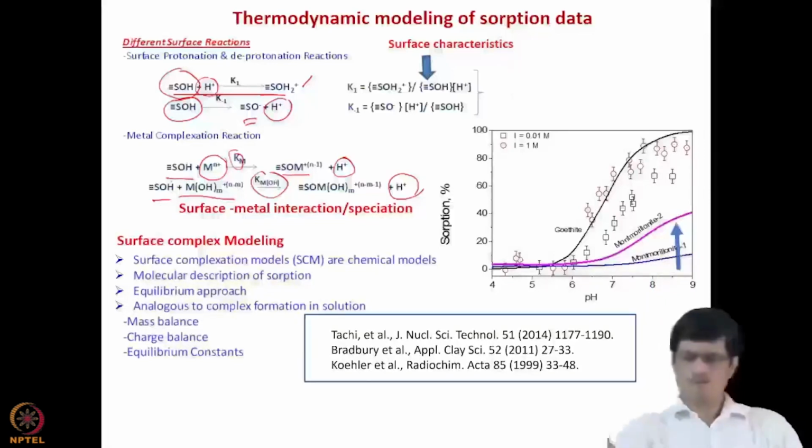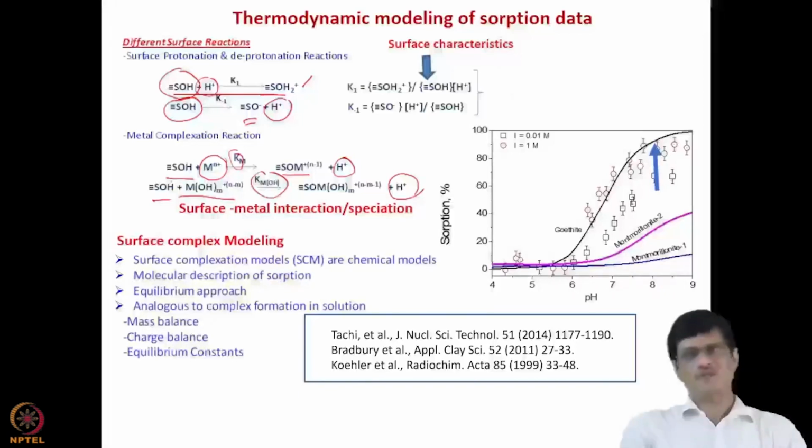And this purple one is again the uptake value of neptunium, which you can calculate from the equilibrium constants reported by Bradbury and Baeyens. This is again for montmorillonite. And this black line which is given here is reported by Pshenichnikov et al.